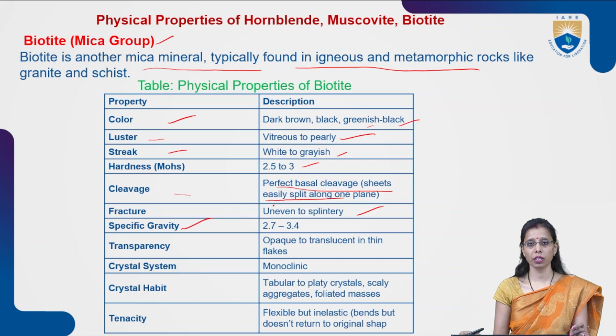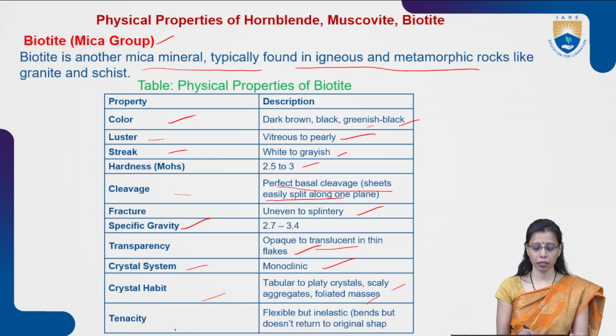Specific gravity is 2.7 to 3.4. And if you talk about the transparency, it is opaque to translucent in thin flakes. Crystal system is monoclinic. Crystal habit is tabular to platy crystals, scaly aggregates and foliated masses. Now, tenacity is flexible but inelastic, it bends and doesn't return to the original state.